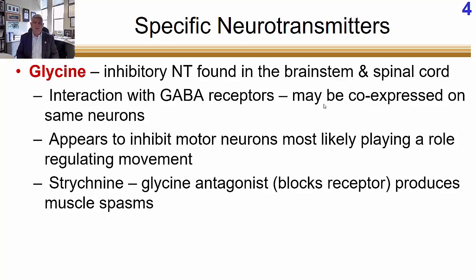Strychnine, the poison strychnine, is an antagonist for glycine. So it's going to block the ability to regulate these motor signals, which allows the motor system to go unchecked and results in overstimulation or muscle spasms that can be paralytic. And that's one of the ways that strychnine can kill you.